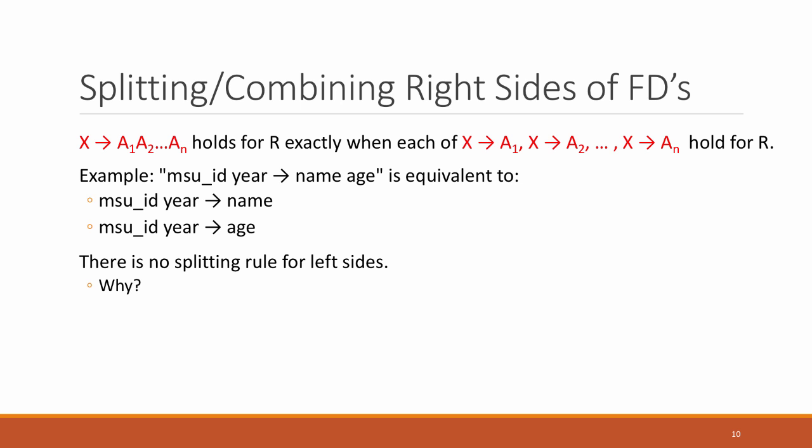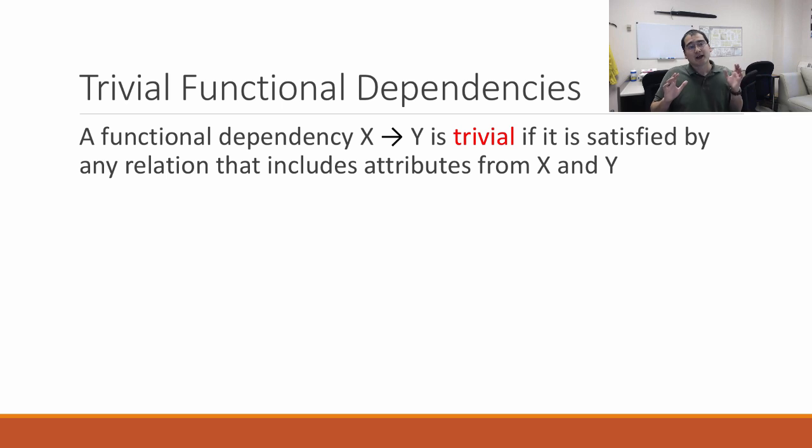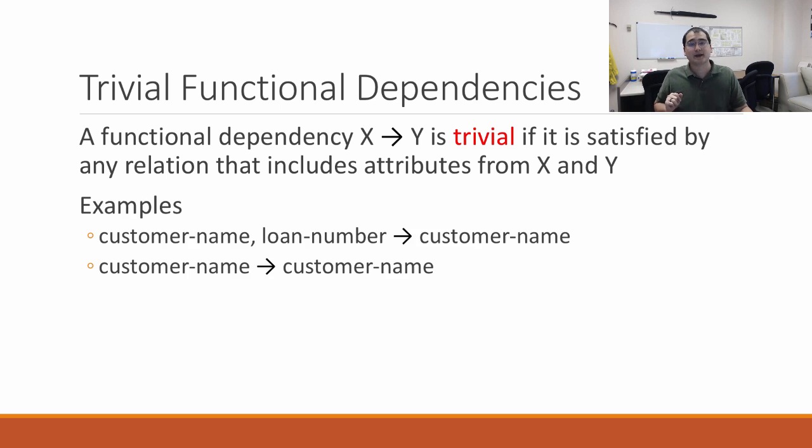All right, a little bit more vocabulary here. There are such things as trivial functional dependencies. What is a trivial functional dependency? A trivial functional dependency is one where I don't even need to know anything about X and Y to tell you that it's true. For example, if I give you the customer name and a loan number and say this functionally determines customer name, you would say, well, that's pretty obvious. If you give me the name, I know what the name is.